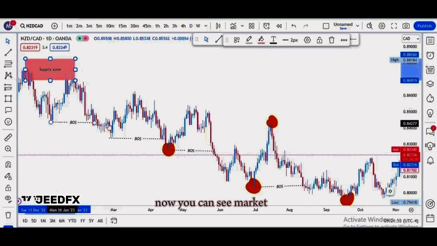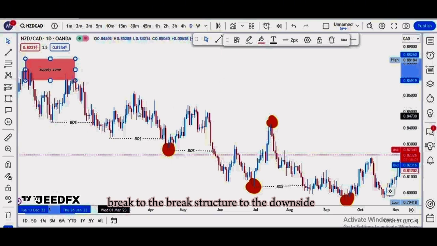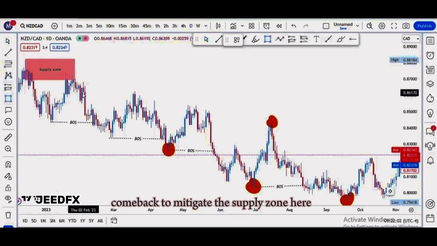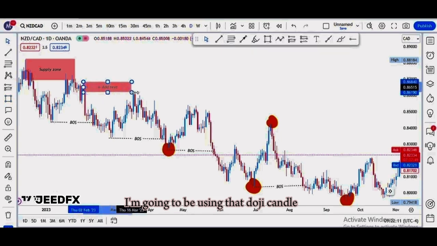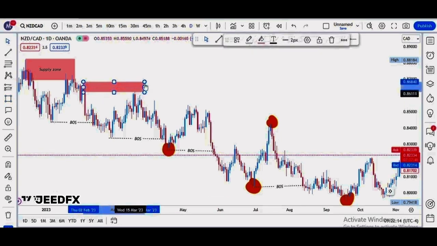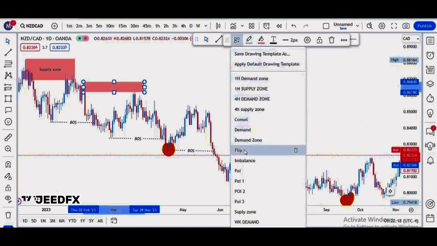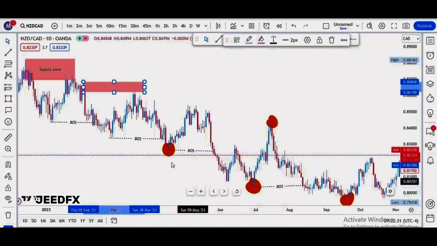And you can see the market breaks structure to the downside, then comes back to mitigate the supply zone here. I use the last buy candle before the drop. For here, I'm going to be using that doji candle. So price comes back to mitigate the supply zone.